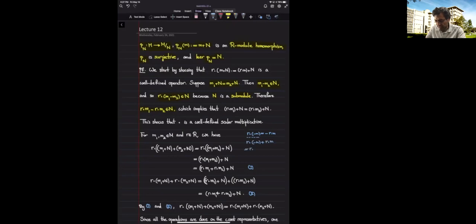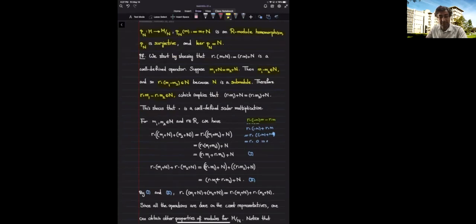Of course I can factor out R. Negative m plus m is 0, and R times 0 is 0. So that's why I can pull out this negative and write R times negative m as negative R times m. This is used over here, where instead of writing R times m1 plus R times negative m2, I wrote R times m1 minus R times m2. And that's an element inside this submodule.